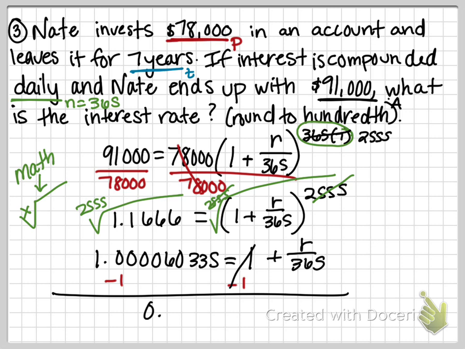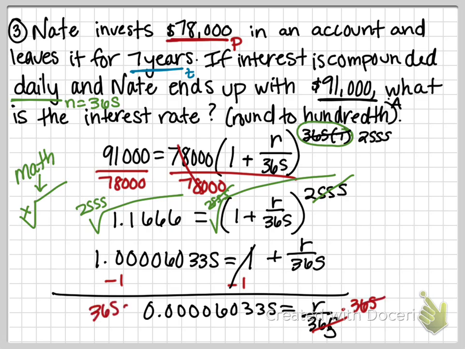So now we just get 0.000060335 equals R over 365. What's my last step? Multiply by 365. Which gives us a rate of 0.022, etc. but I'm going to give that as a percent. So what do I need to do to change that decimal to a percent? I need to move it 2 places to the right and add a percent sign. So my rate is 2.2%.